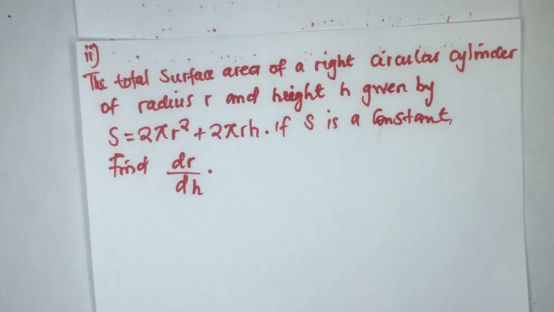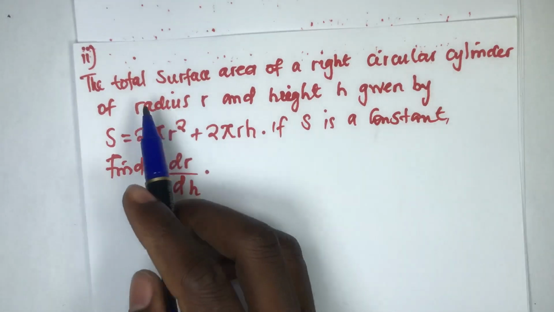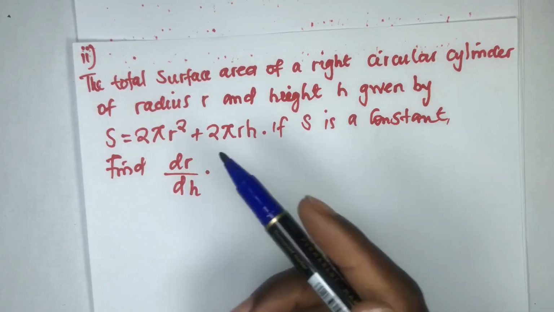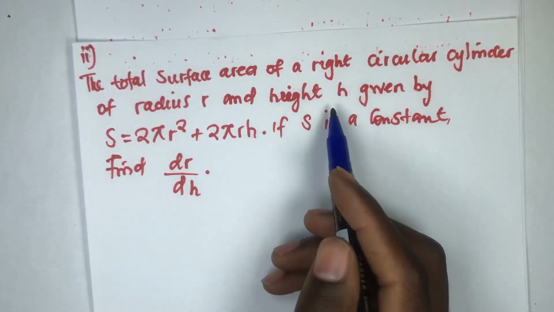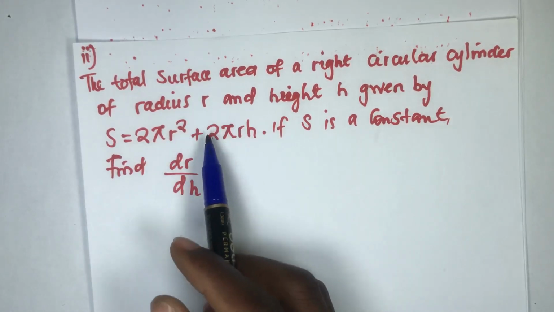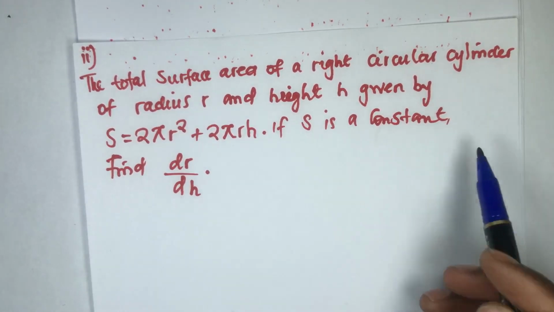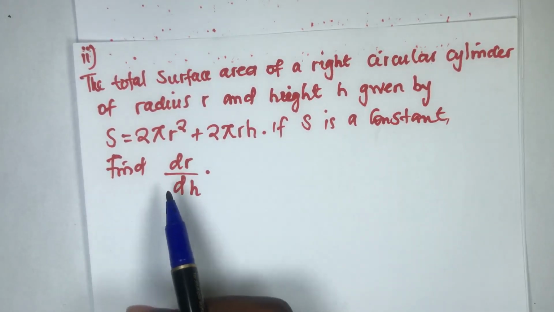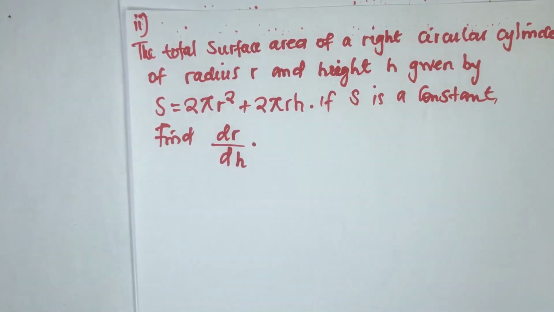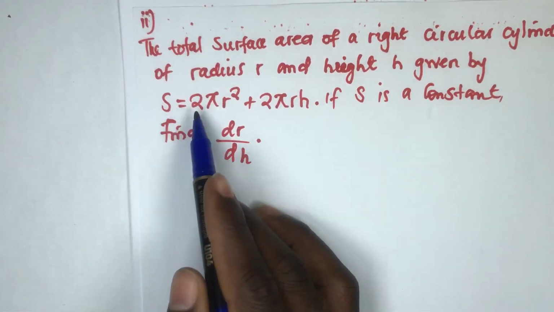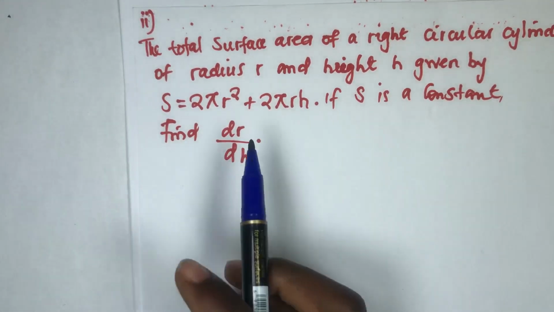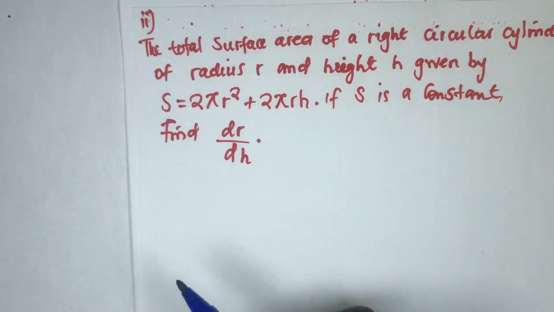So our next question here reads, the total surface area of a right circular cylinder of radius r and height h is given by S is equal to 2 pi r squared plus 2 pi r h. So if S is a constant, find dr/dh here. So this means that we need to differentiate this expression here with respect to h. So we need to differentiate this whole expression that we have there with respect to h.